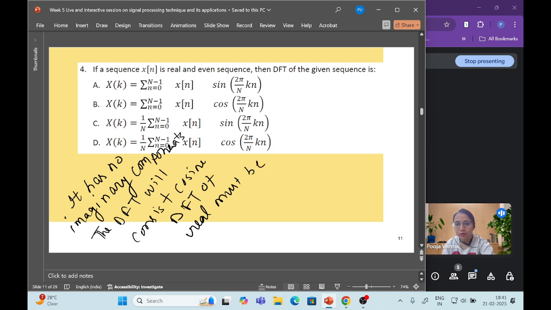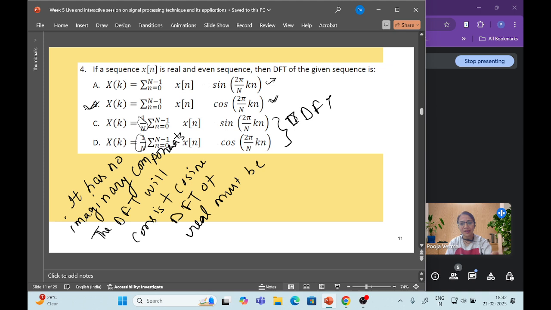If we go through the options, the first contains sine terms, so it cannot be the DFT of a real and even sequence, because sine terms contain odd frequency components. The next option, option B, contains a cosine term, so it can be. Options C and D are not a DFT, they are an inverse DFT because the 1 by N term will be there. So these two are cancelled out as IDFT. So only option B is left, and option B is the correct answer.